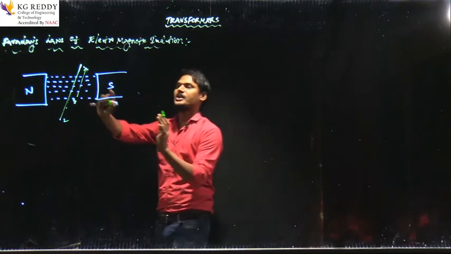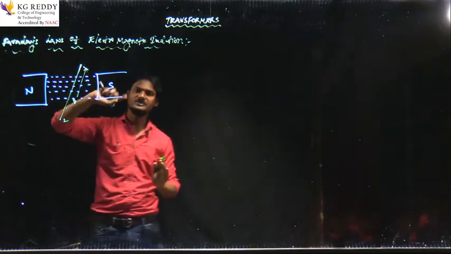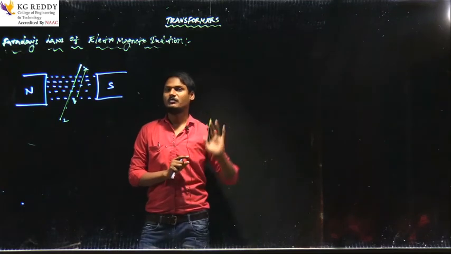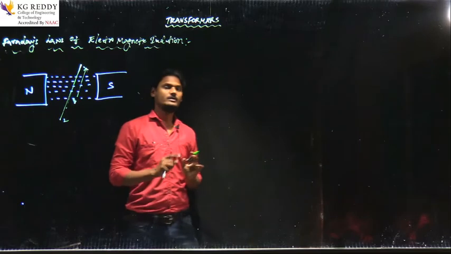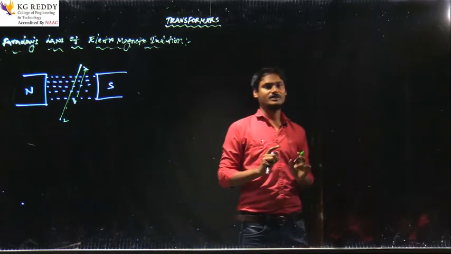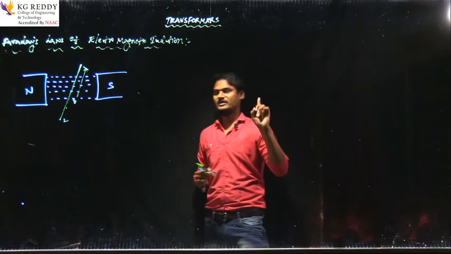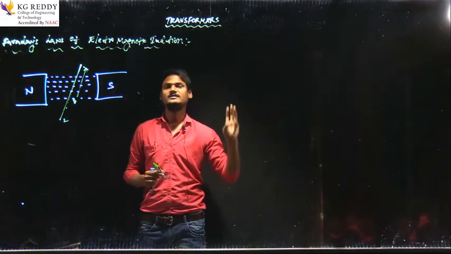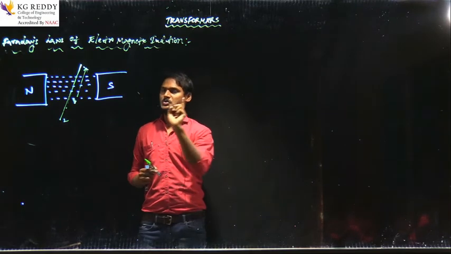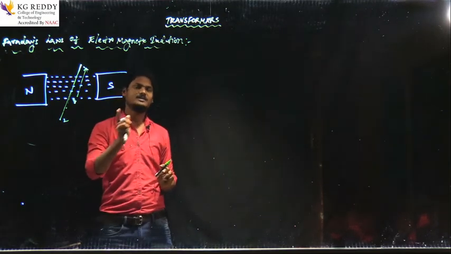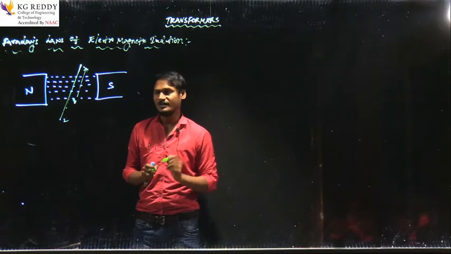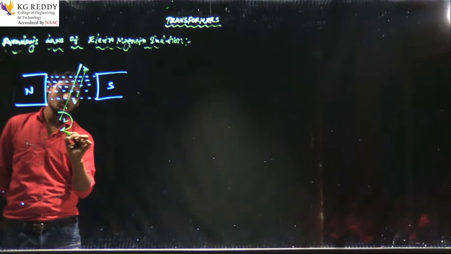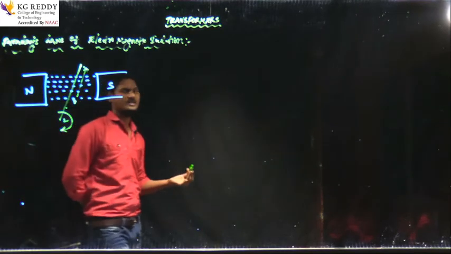Why? Because there should be some relative motion. As we have seen in the last session, there should be three requirements for getting the EMF in the conductor. What are the three requirements? First one is a set of conductors. Second one is a magnetic field system. Third one is a relative motion between the two, that means the set of conductors and the magnetic field system, isn't it? So this conductor has to rotate by means of a prime mover or diesel engine.